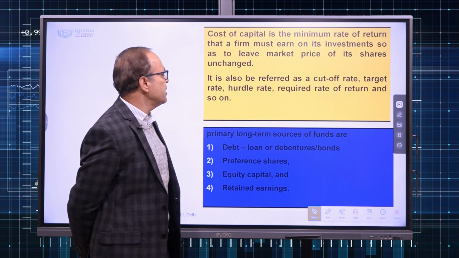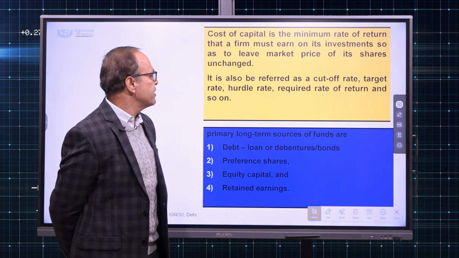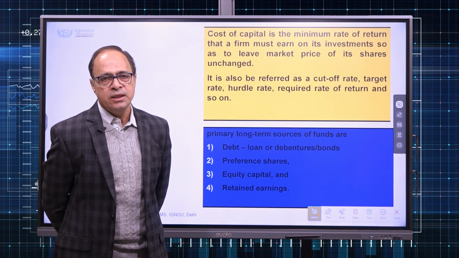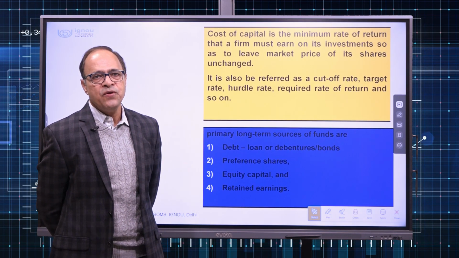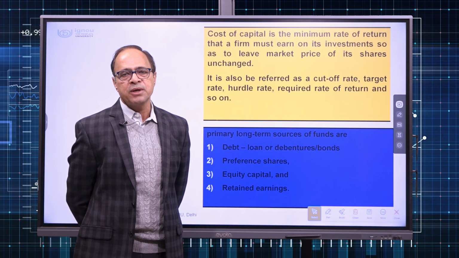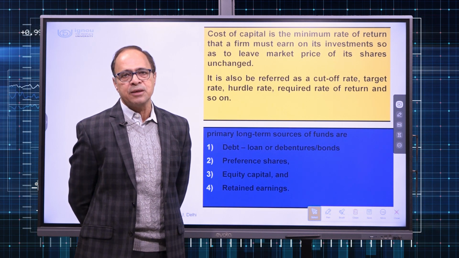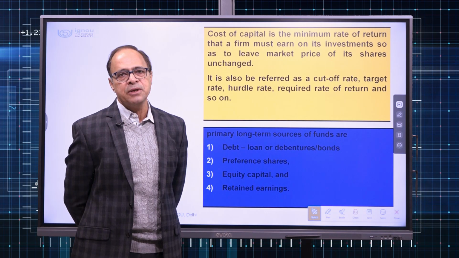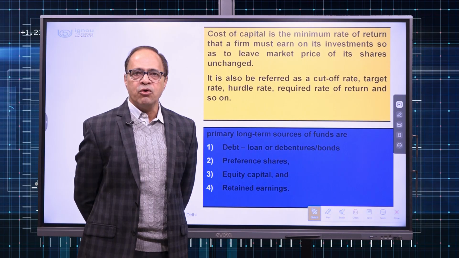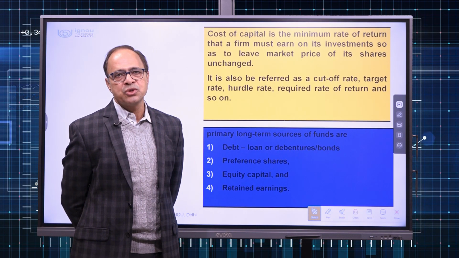Cost of capital is the minimum rate of return that a firm must earn on its investment so as to leave the market price of shares unchanged. That simply implies that if a company has borrowed loan from a company or taken a loan from a bank or other company also, because one company can take loan from other company also. So saying that intercompany loan is also possible, or a company can take a loan from a bank or financial institution, or company can issue the debentures or bonds in the market.